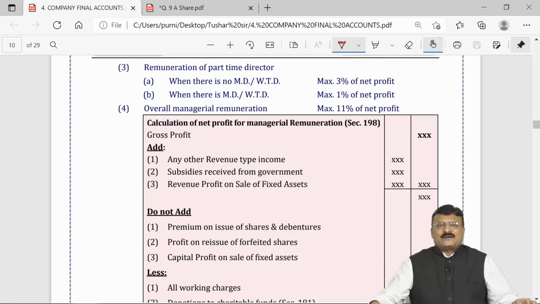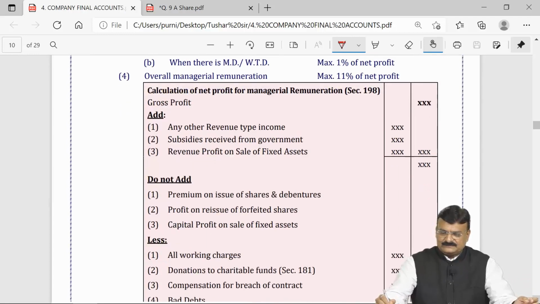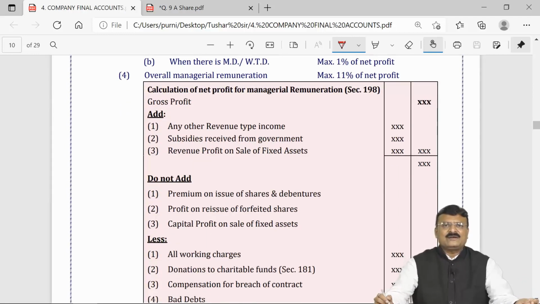The Act defines now what is net profit. Look at the definition of net profit. Calculation of net profit for managerial remuneration, Section 198 formula. Gross profit, add any other revenue type income, all those we write in P&L credit: discount received, rent received, commission received, bad debt recovery, share transfer fee for a company, all that. Second, subsidies received from government.